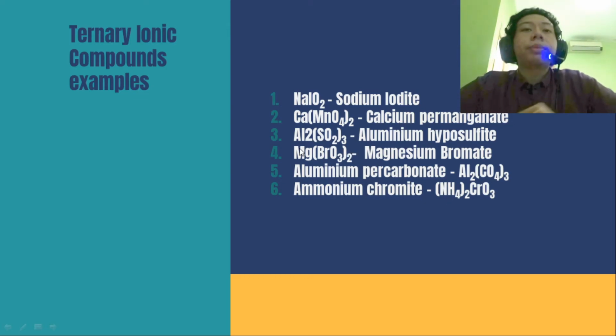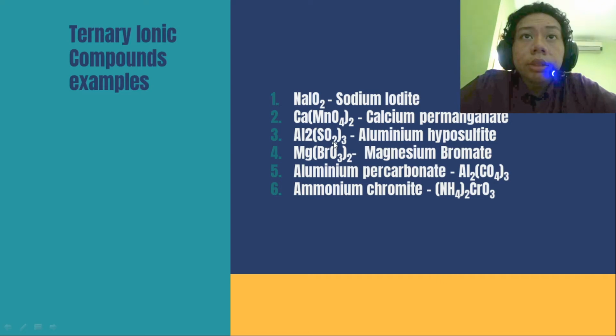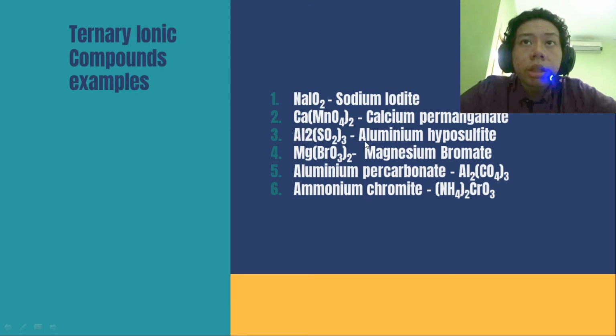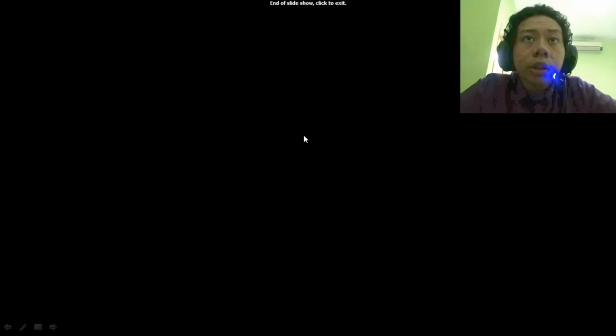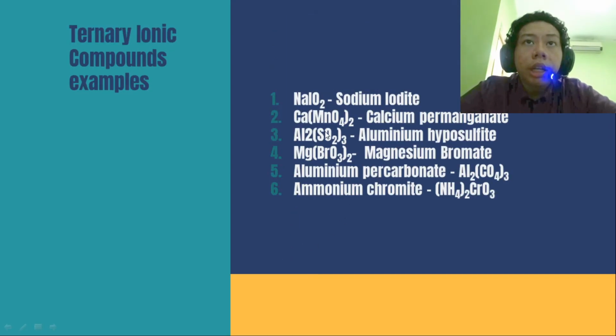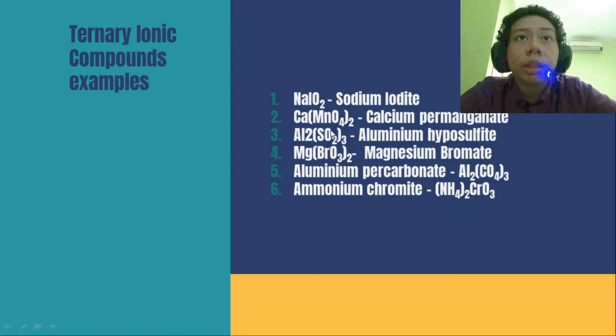Okay, the third question, Al2(SO2)3. The same thing as the last 2 questions. We write the name of the first element, which is aluminium, then SO2. The original has 4 oxygen atoms. In here it has 2 oxygen atoms, which means that it has 2 fewer oxygen atoms than the original one.